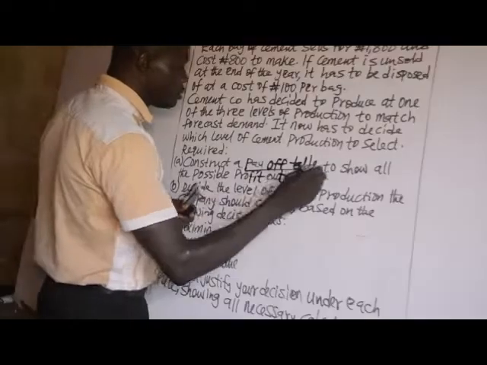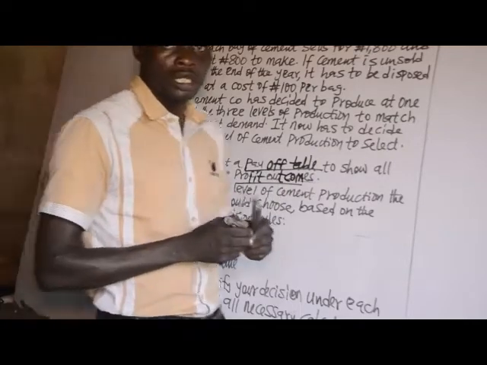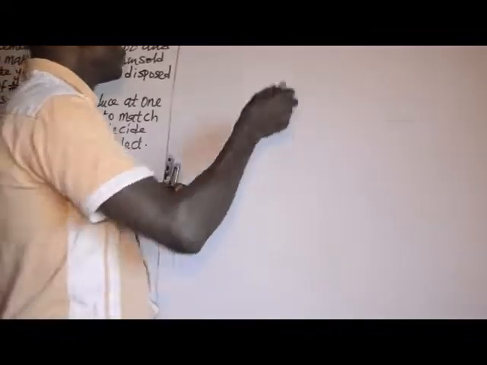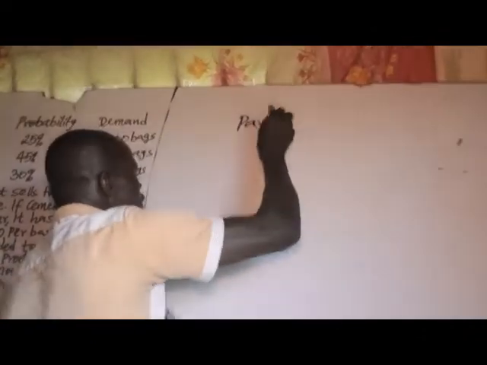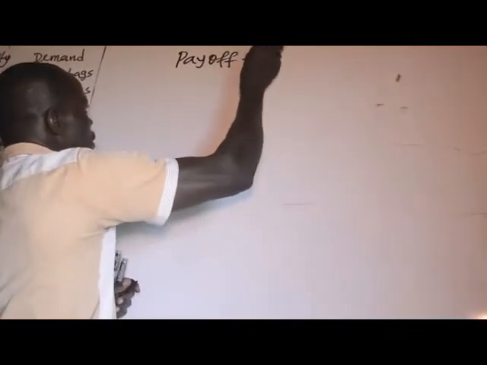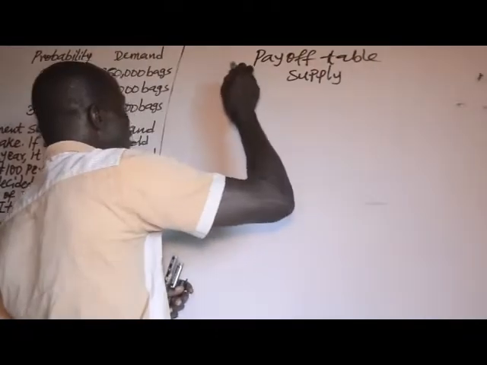I told you that payoff table is the same as the profit table. Now, let's construct the payoff table. Payoff table or profit table. So we have supply and demand.